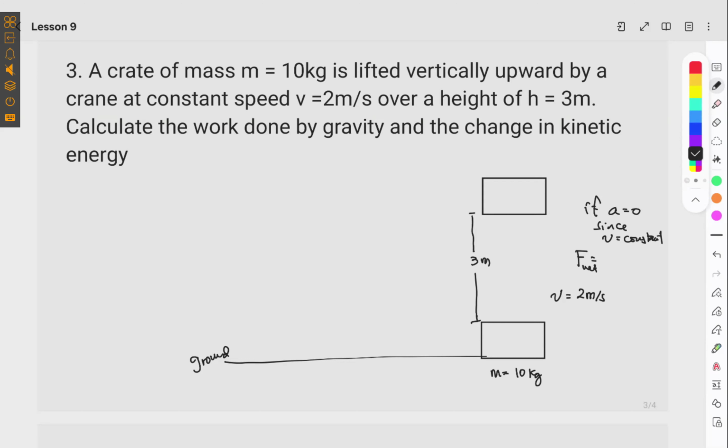What's the formula for force? Force is mass times acceleration. The acceleration is 0. Zero. Therefore, the net force is also 0. Logical? Yes. The net force is equal to 0.